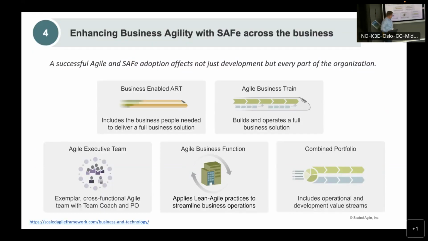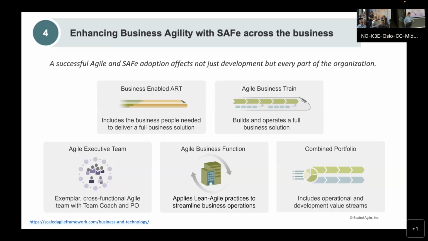This one is something they've added more and more of as well. They started in 5.0 with the business agility. Now they've started talking about, or they have articles around business-enabled ARTs. We'll come into each of these shortly. Agile business train, agile executive team. This suddenly brought me back to a different framework called Scrum at Scale, where you have an EAT, executive action team, which is the scaling of Scrum teams. So this is an executive Scrum team focusing on removing impediments and laying the environment for everything else to work.